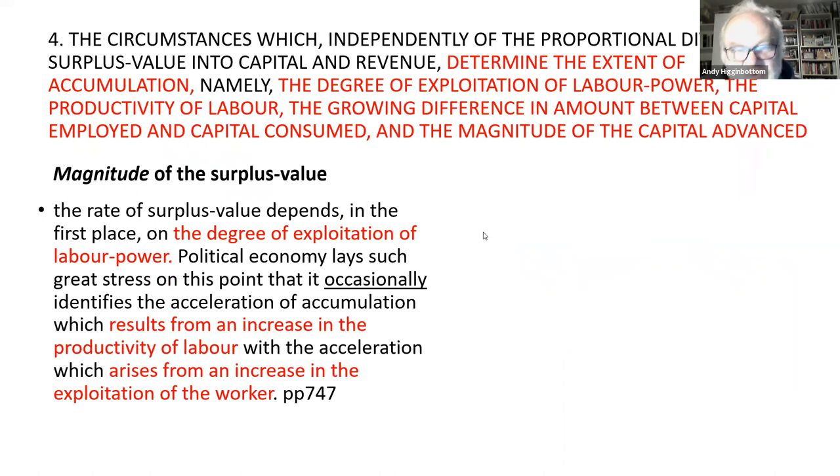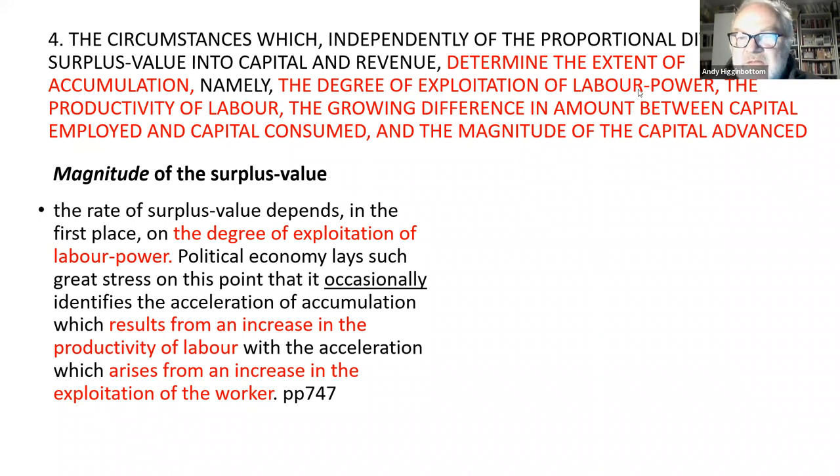Okay, now section 4 of chapter 24 is a really important part of the whole text. It's got the longest title of any section I've seen. So independently of the point we've just made of the proportional division of surplus value into capital and revenue, that's the horsey and the capitalist, right? There's something else, the extent of accumulation. And he actually lists four different factors here.